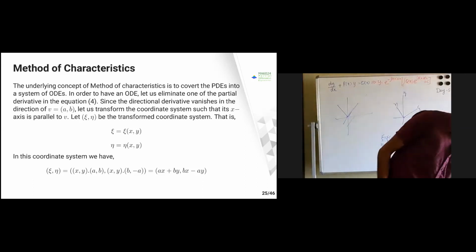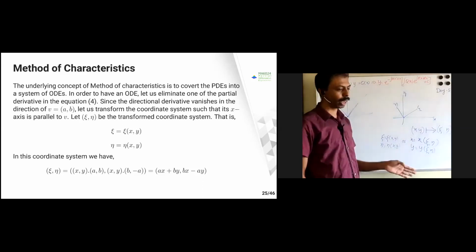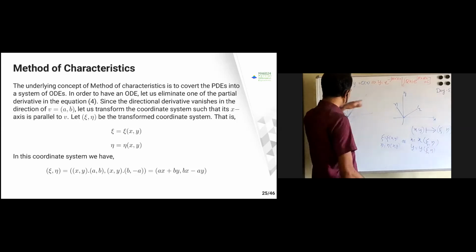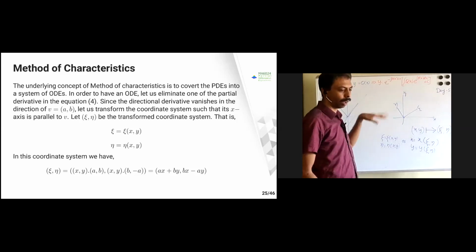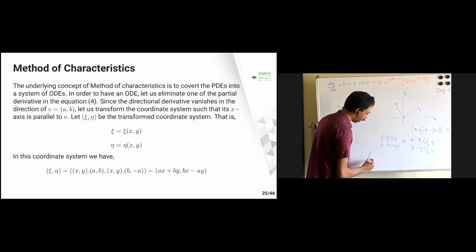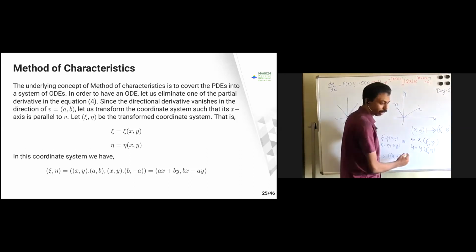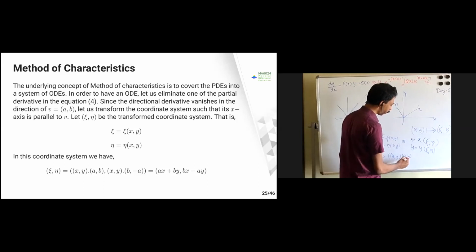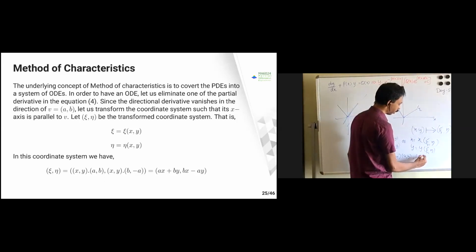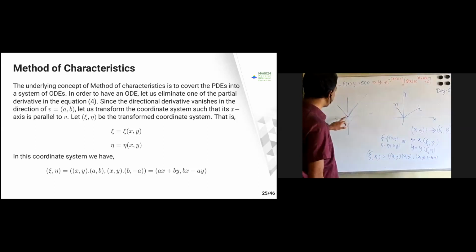Now in this coordinate system, what we expect is that we are trying to find x comma y dotted with (a, b) and x comma y dotted with (-b, a). This is because we have the characteristic line, so along that it should satisfy these conditions. So chi comma eta is going to be (x, y) dot (a, b), comma (x, y) dot (-b, a). So this (-b, a) and (a, b) is along this line. I'm just trying to find that.